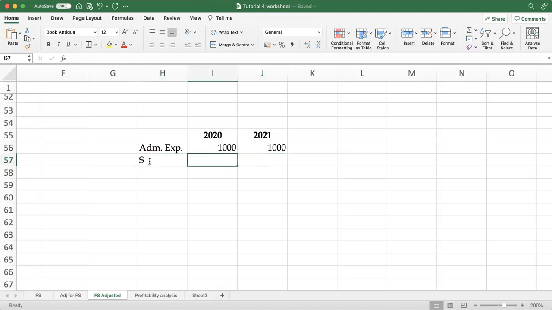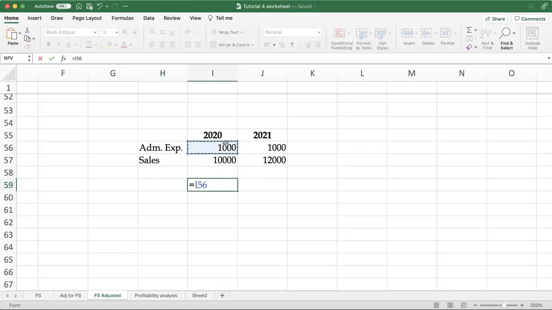Now let's say sales, 2020 10,000, 2021 12,000. Now calculate the common size value. Administrative expense divided by sales. Now sales is 100. Let's see the common size value. Sales is 100.